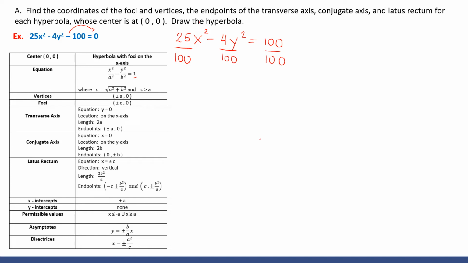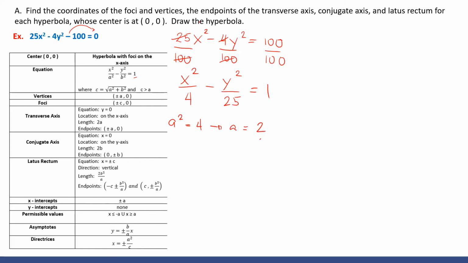And 25 over 100 can be cancelled by 25. So, this will become x squared over 4. While the other 4 and 100 can be cancelled by 4. So, this will become y squared over 25. And 100 divided by 100 is 1. Again, ang magiging pattern natin is hyperbola with foci on the x-axis. If that is our case, ibig sabihin a squared is 4 and the value of a is what?